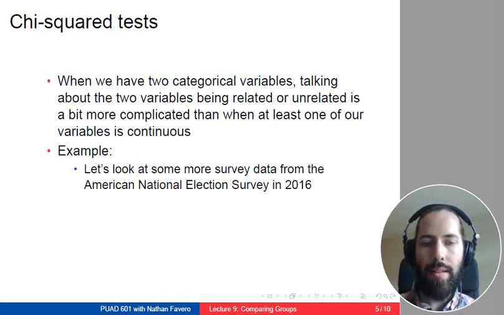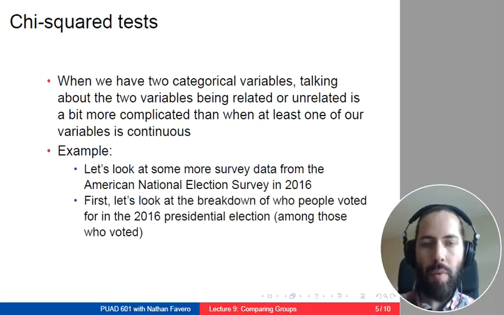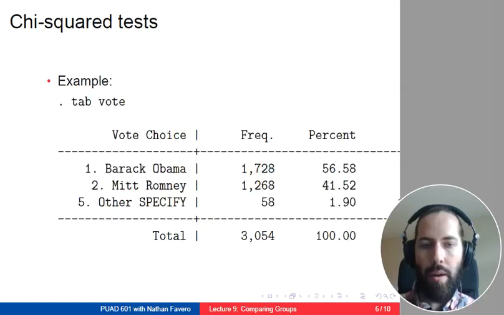So we're going to look at some data that we used in our last lecture, the American National Elections Survey from 2016. And even though we're using 2016 data, we're going to focus on a survey question that asks respondents about how they voted 4 years ago in 2012. And we're going to see how that is potentially associated with the race of the respondent. So let's look at a basic breakdown of how people voted.